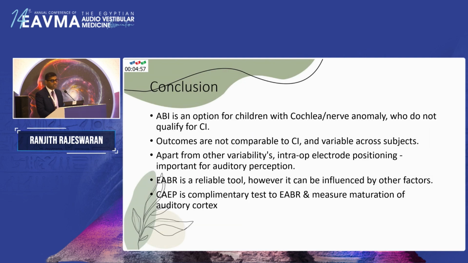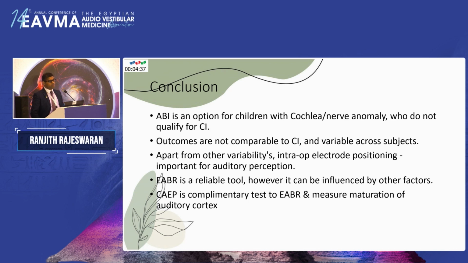To conclude, ABI is an option for children with cochlear nerve anomaly who do not qualify for a cochlear implant. Outcomes cannot be compared to cochlear implants. The outcomes are quite variable. Apart from other variabilities, intra-operative electrode positioning is very important for auditory perception, and EABR is a reliable tool.